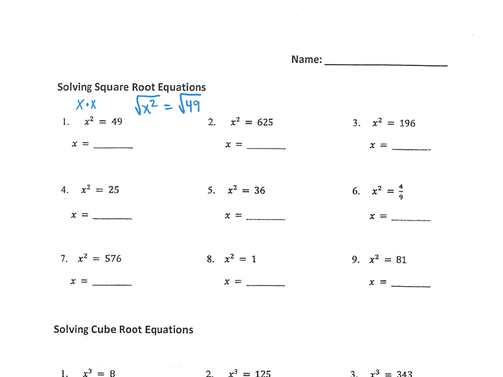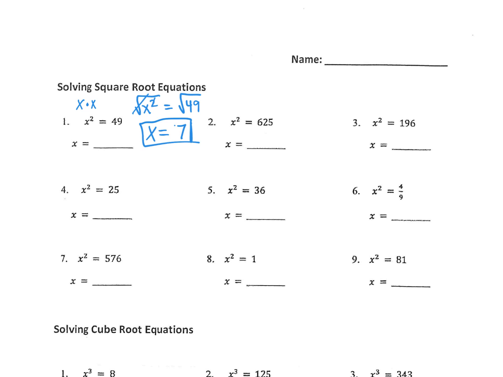Well, the square root and the square part cancel each other out, leaving you with just x. And now we have to take the square root of 49, which is 7. And that makes sense, right? That x is 7, because 7 times 7 gives you 49. So this is what we're going to do this whole lesson: take the square root of a squared number or the cube root of a cube number to undo those operations and get to what number the x value is.